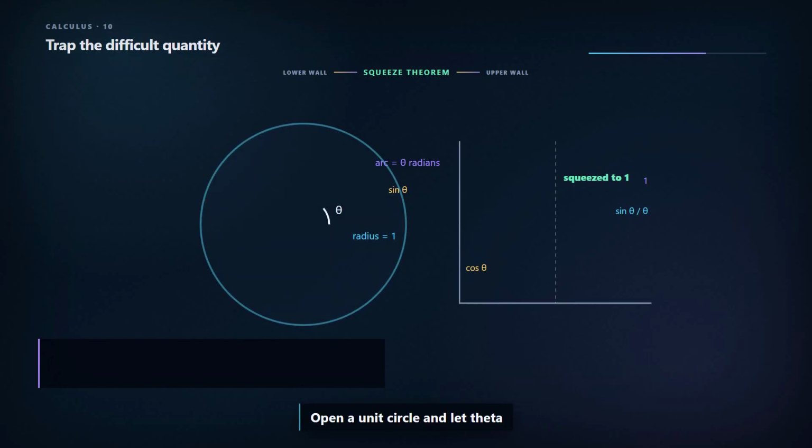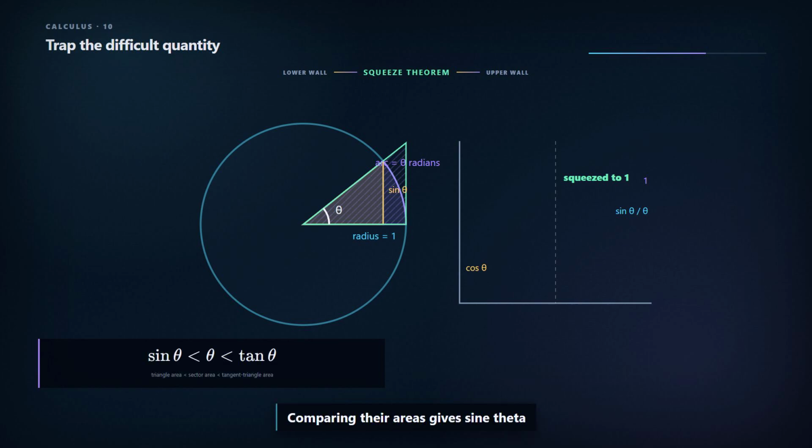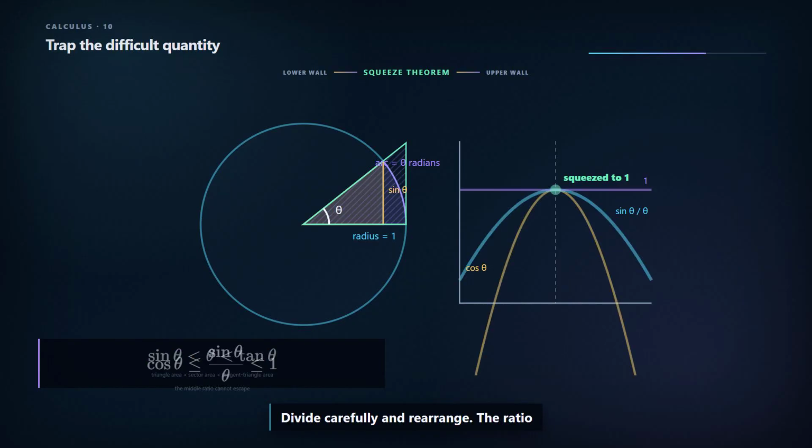Open a unit circle and let theta be a small positive angle measured in radians. Because the radius is 1, the intercepted arc has length theta. An inner triangle lies inside the circular sector, and the sector lies inside an outer tangent triangle. Comparing their areas gives sine theta less than theta less than tangent theta. Divide carefully and rearrange.